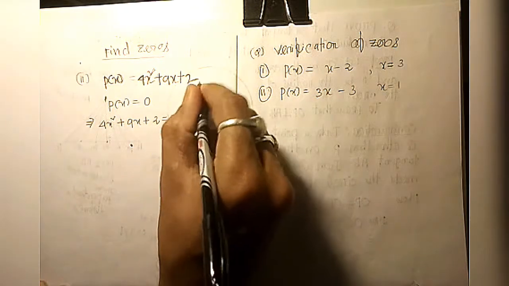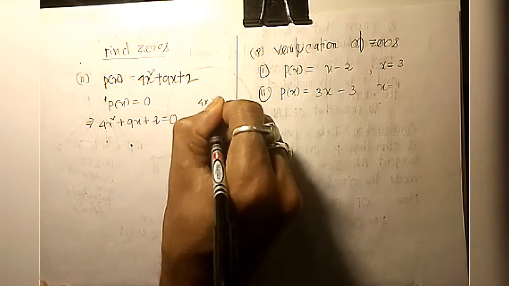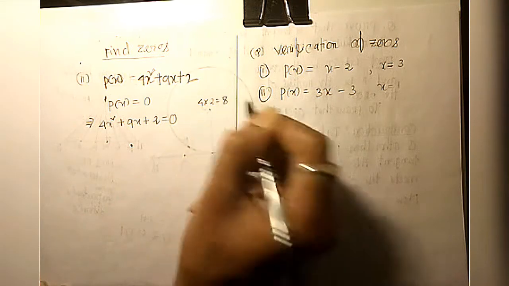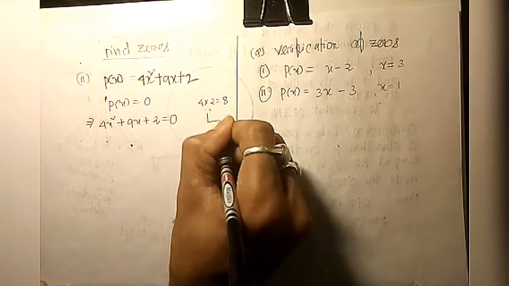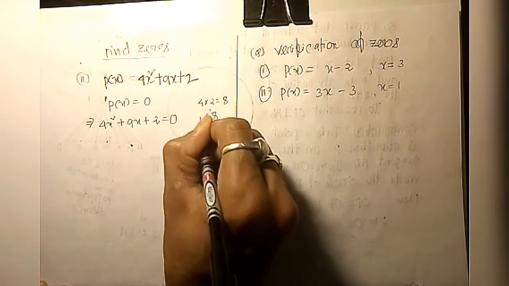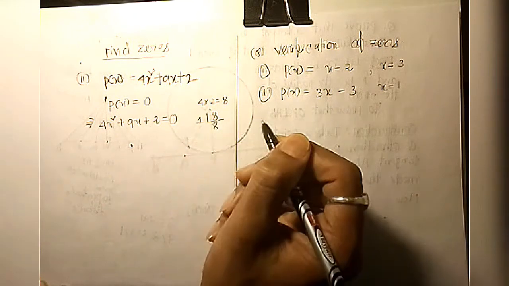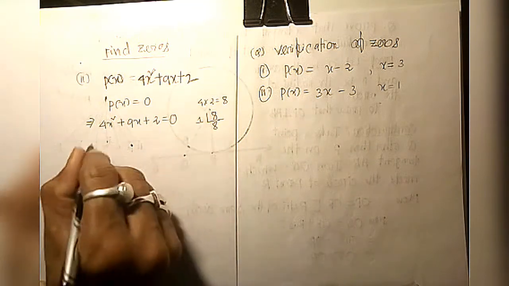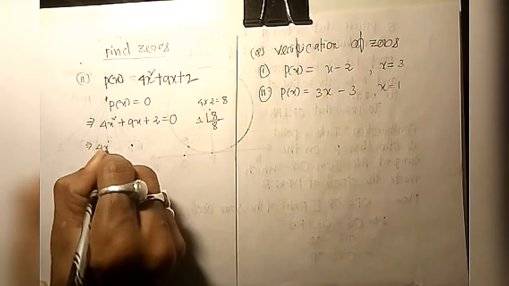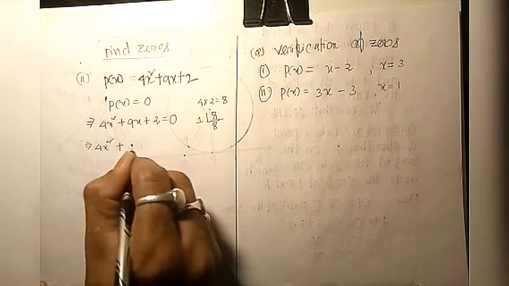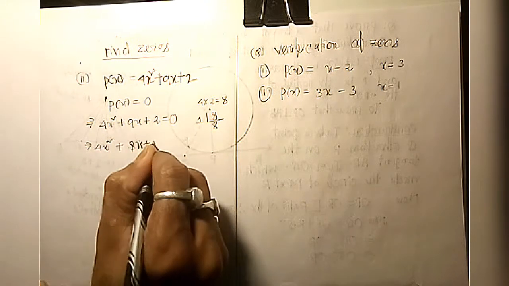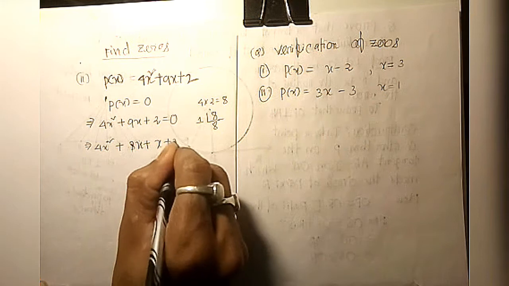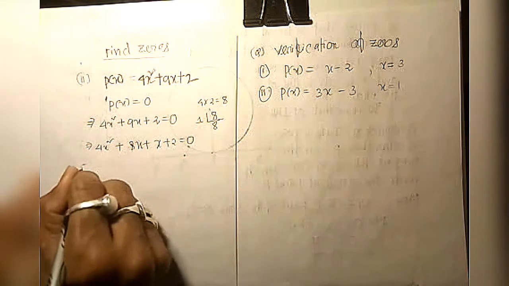In this case we need to split the middle term. So 4 into 2, 8. Now factorize 8, 1 and 8. So that means this 9 we should write in terms of 1 and 8. Splitting of the middle term we have already learned in class 8. So 9x means 8x plus x, plus 2 equals 0.